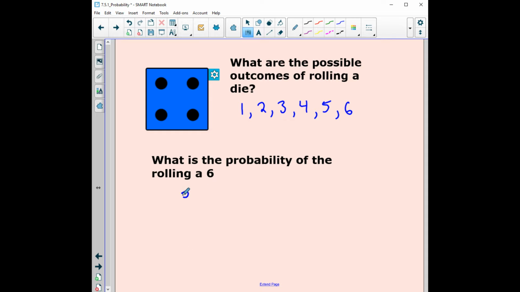We have to show our work using P bracket, and we're looking for a 6 equals, and I will write out favorable outcomes over possible outcomes, just as a refresher. So that would be the number of favorable outcomes, we're looking for 6, 1, and the number of possible, we have 1, 2, 3, 4, 5, 6. So we have a 1 in 6 chance.